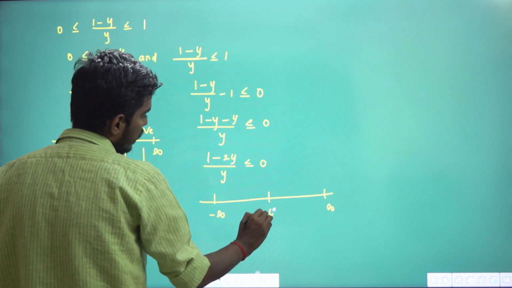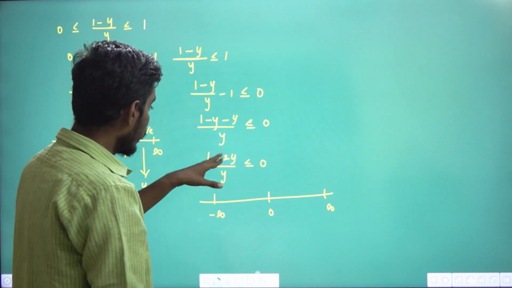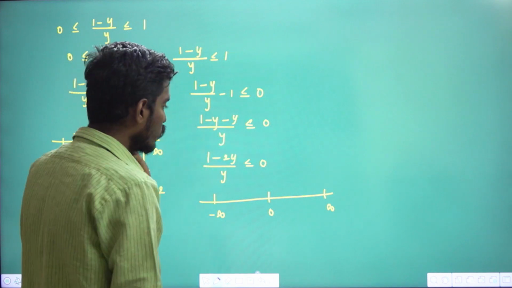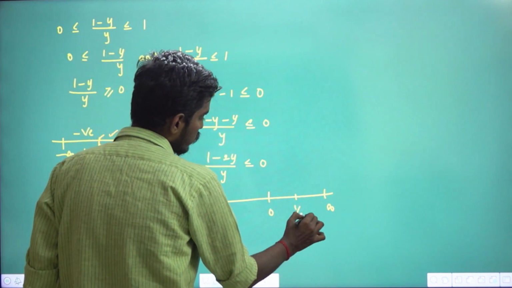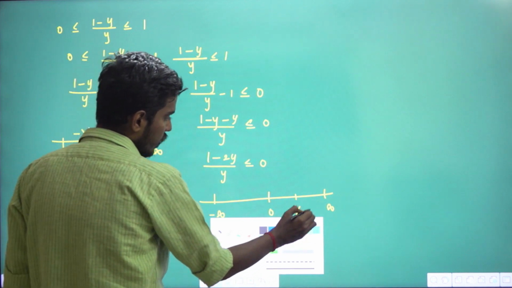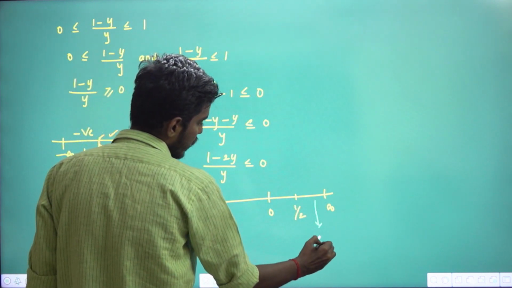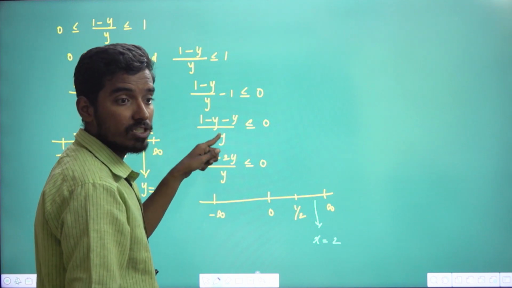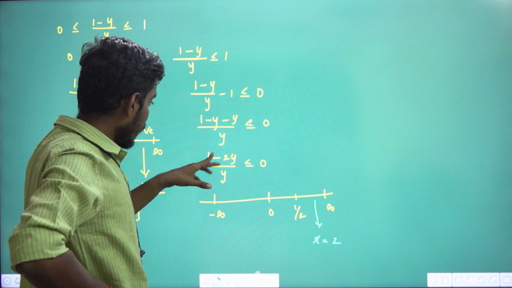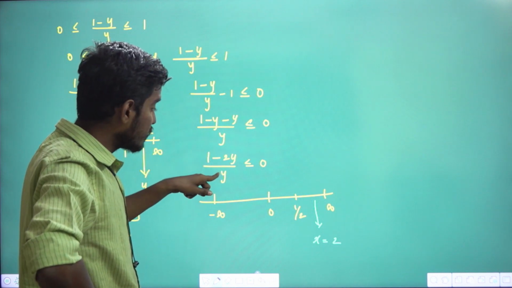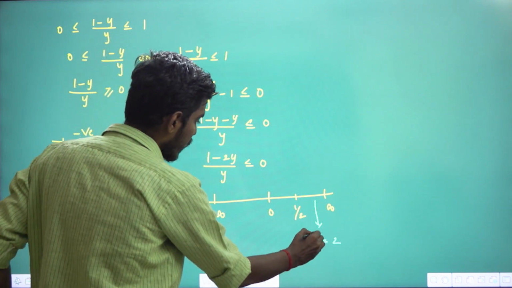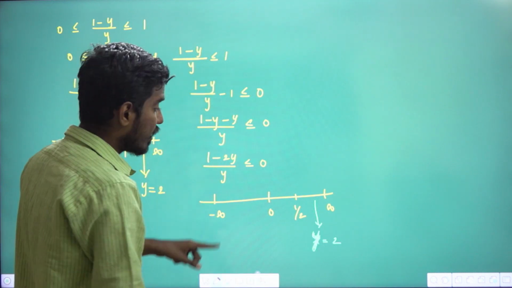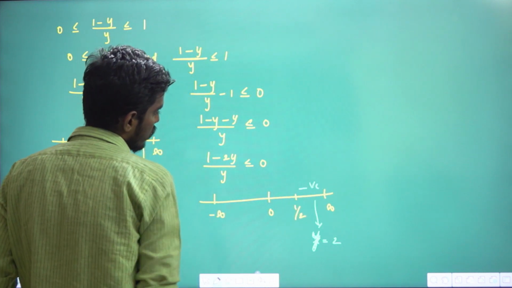So when will the denominator be 0? When y is 0. When will the numerator be 0? So 1 minus 2y is 0. So 1 is 2y, so y is 1 by 2. So at 1 by 2 the numerator will be 0. Now you take one value. Let us take y to be equal to 2. So if you take 2, it is 1 minus 4. 1 minus 4 is negative. So numerator negative, denominator positive. Output will be negative. Okay?